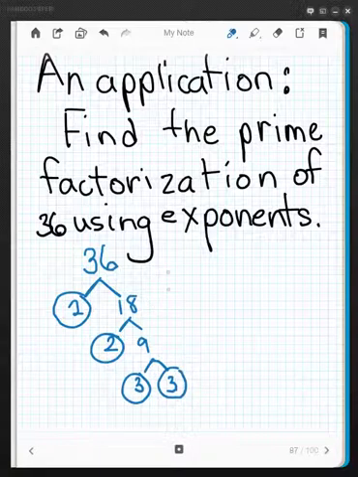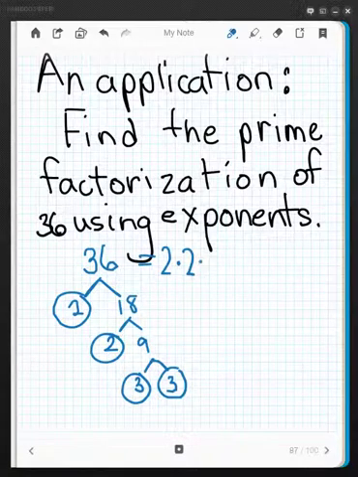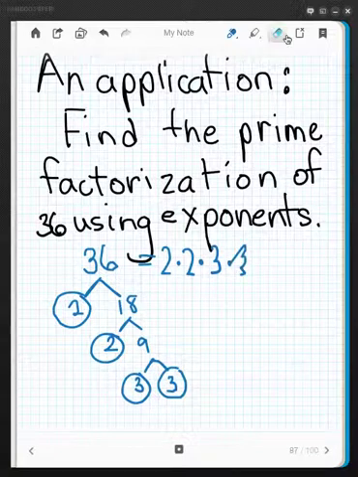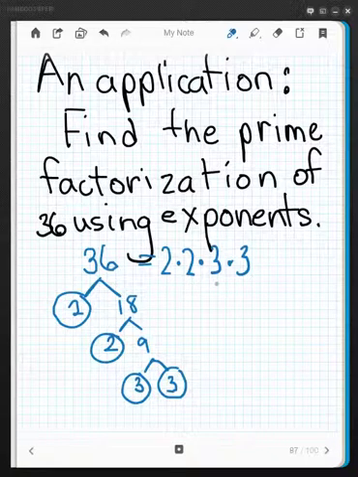All right, now let's use our exponential notation. Remember, we can rewrite this as a product: 2 times 2 times 3 times 3. It's still a really good idea to check that and make sure you got the right answer before you move on to the exponential notation. So let's try. 2 times 2 is 4. 4 times 3 is 12, and 12 times 3 is 36. So yes, we got the right answer.